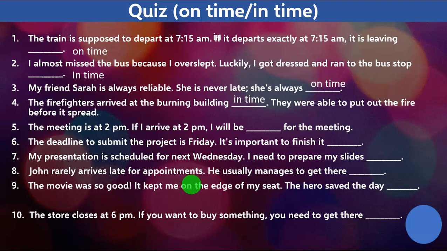The meeting is at 2 p.m. If I arrive at 2 p.m., I will be on time for the meeting. Number 6, the deadline to submit the project is Friday. It's important to finish it on time. Number 7, my presentation is scheduled for next Wednesday. I need to prepare my slides in time. Number 8, John rarely arrives late for appointments. He usually manages to get there on time.